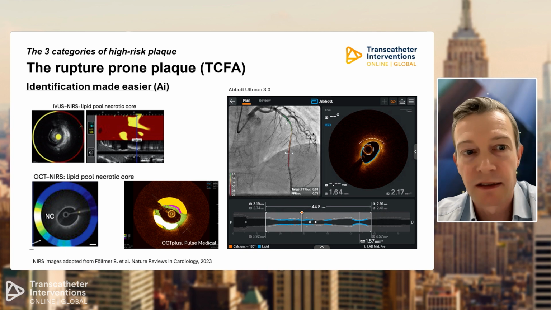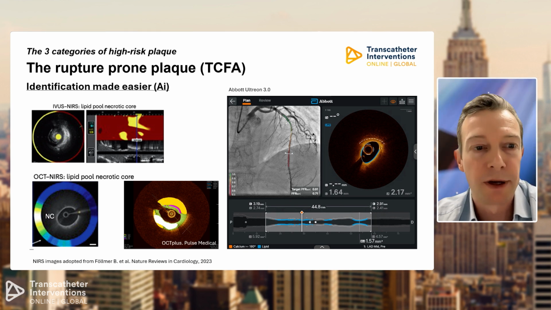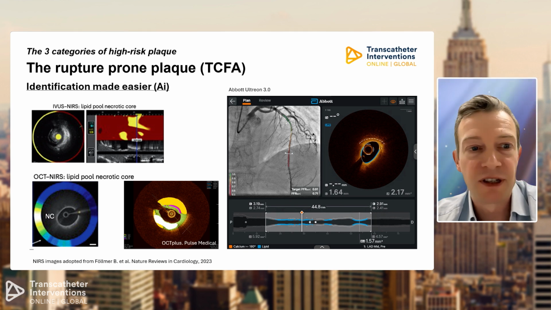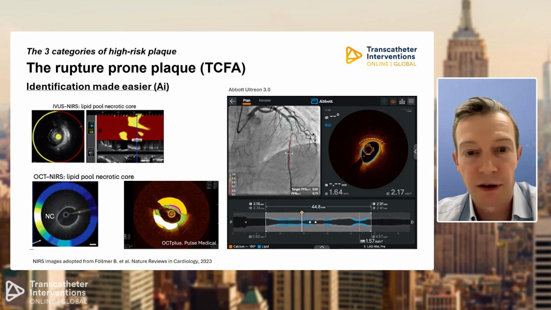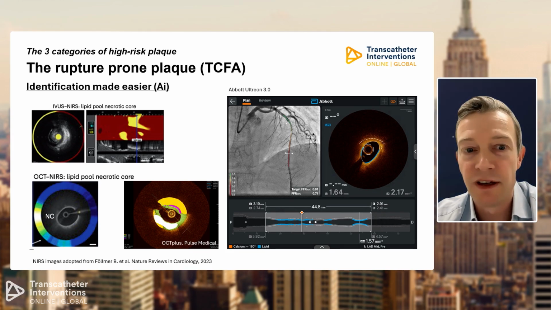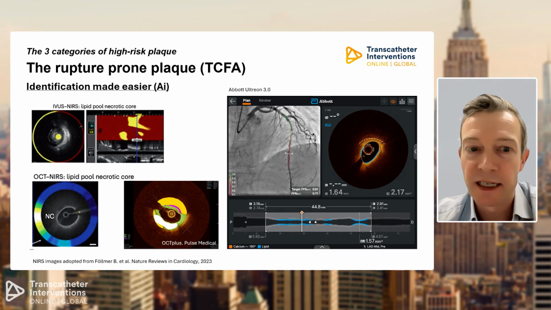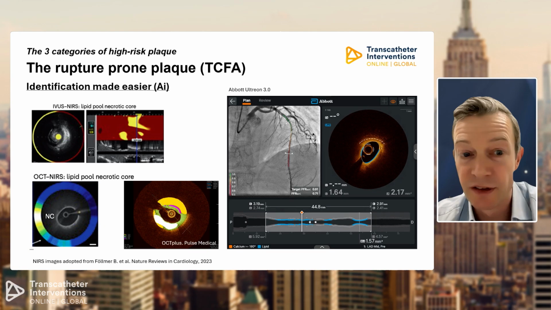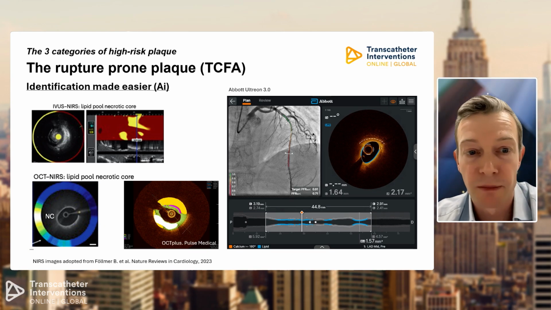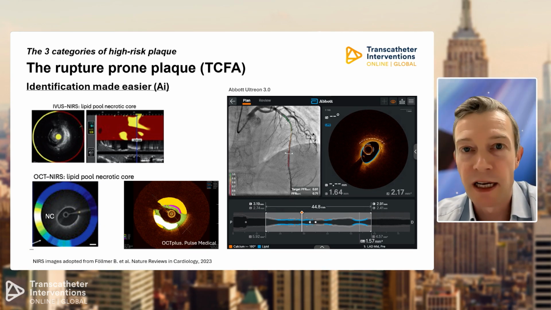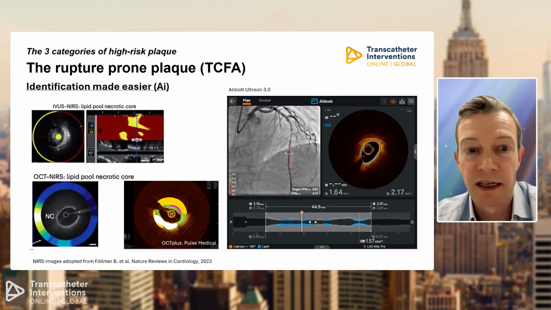One is near-infrared spectroscopy. Second is combined imaging techniques with OCT and NIRS, but also, and that's very contemporary, not a single talk will you see these days without AI features. Current software applications allow you to automatically identify lipidic plaques, like for instance the OCT Plus software of Pulse Medical, which will allow you to automatically identify lipids based on AI algorithms.